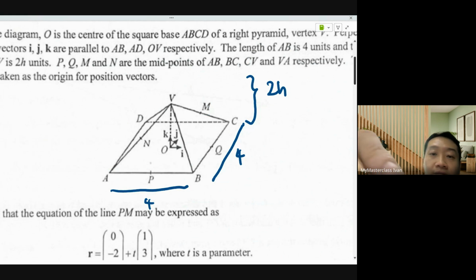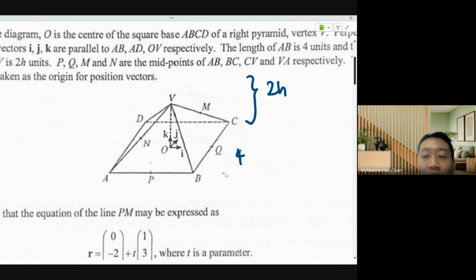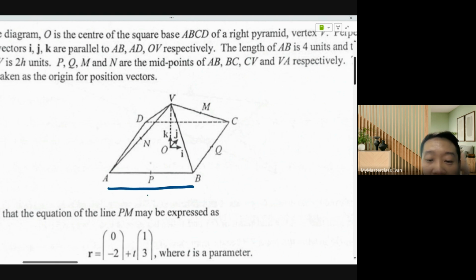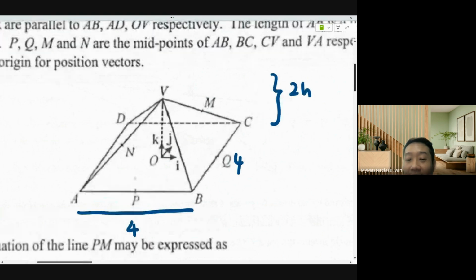So you have to be smart to understand. You have to be able to observe. I shouldn't have erased. This guy is 4. Understand or not? And then this guy is also 4, because it's a square base. And then they say that the height is like 2h. Doesn't matter, I'm just going to do it flat.